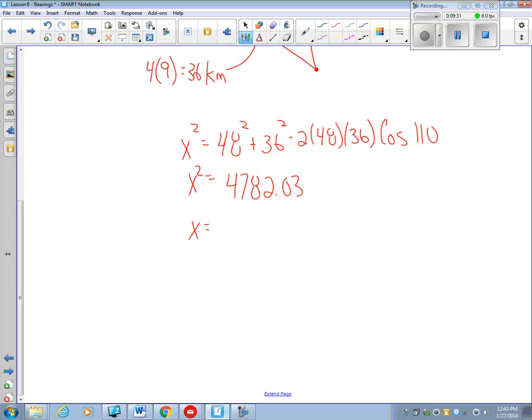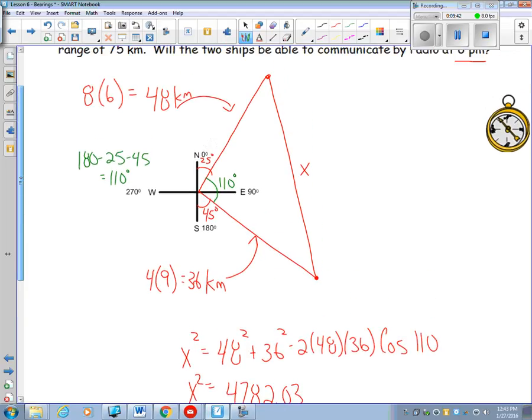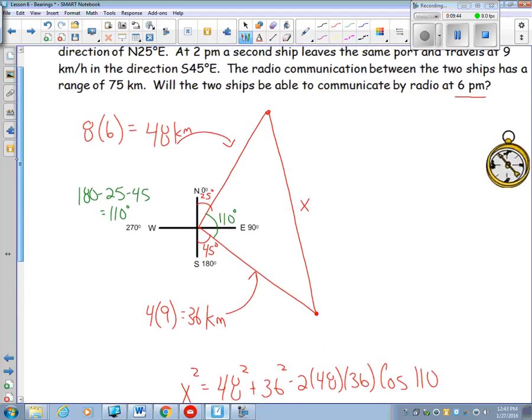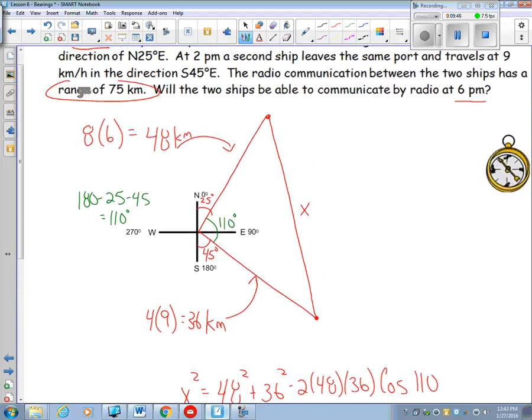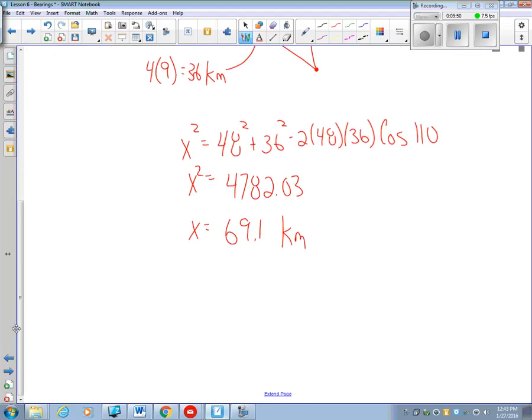So to get x, we're going to need to square root that. And x will be 69.1. So at this point, at 6 p.m., they're 69.1 kilometers apart. The question was, will they be able to communicate at 6 p.m. if their communications has a range of 75? Well, if we're only 69 apart, I think we can communicate.